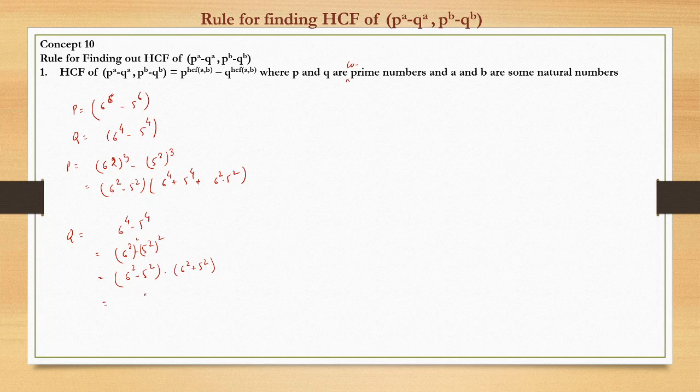So now between P and Q, we can see that 6 square minus 5 square is common. And these two other numbers will be co-prime. This we can check. So what will be the HCF? The highest common factor is what? Now these numbers are co-prime, so the highest common factor is this one. That is, HCF becomes 6 square minus 5 square.